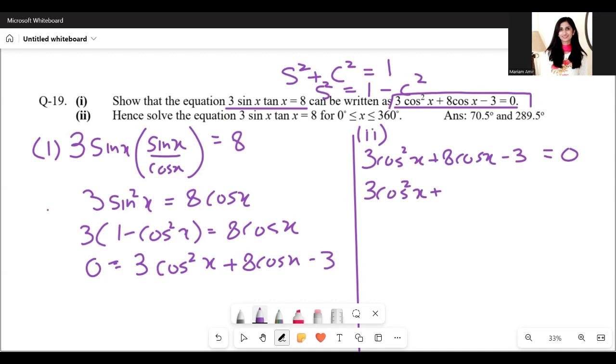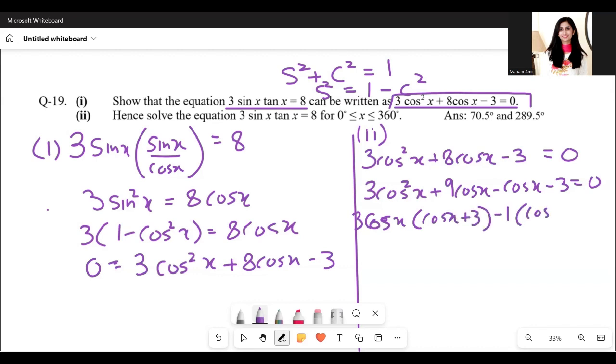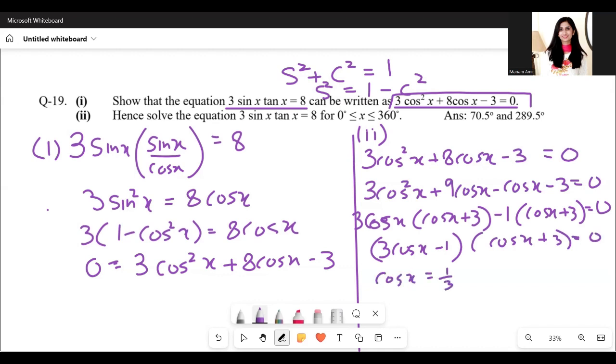So 3 cos² x + 9 cos x − cos x − 3 = 0. I'm doing middle term breaking here. 3 cos x can be taken common, so we get cos x + 3. Negative 1 can be taken common, cos x + 3 equals 0. So (3 cos x − 1)(cos x + 3) = 0. So we have cos x = 1/3 and cos x = −3.